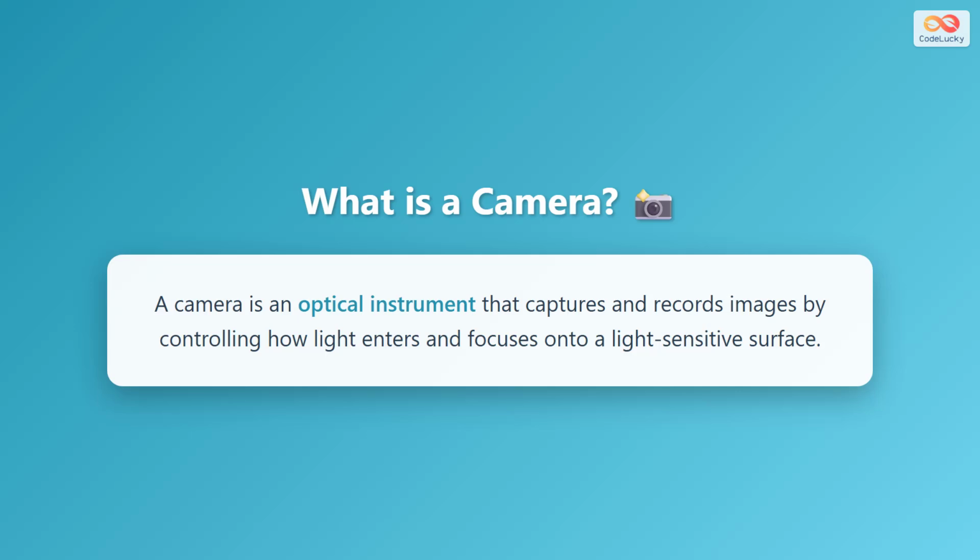Let's begin with a fundamental question. What exactly is a camera? A camera is an optical instrument that captures and records images by controlling how light enters and focuses onto a light-sensitive surface. Think of it as a sophisticated tool that harnesses the behavior of light to create visual representations of the world around us. The camera's primary function is to gather light rays from objects in a scene, focus them precisely, and convert them into a permanent image. This process involves careful manipulation of light, using various optical and mechanical components working in perfect harmony.